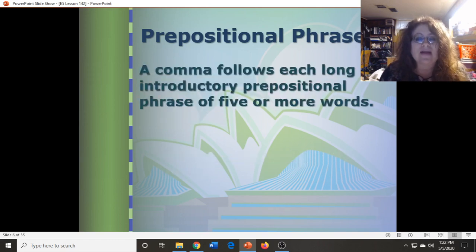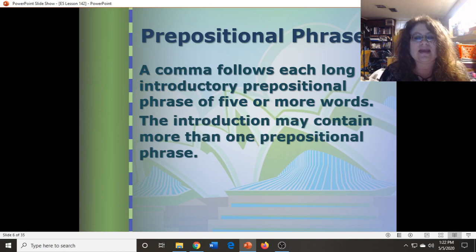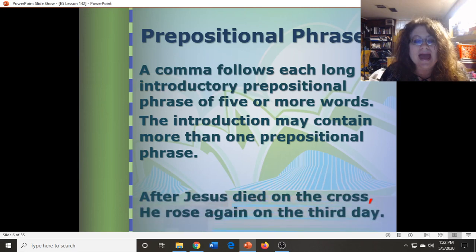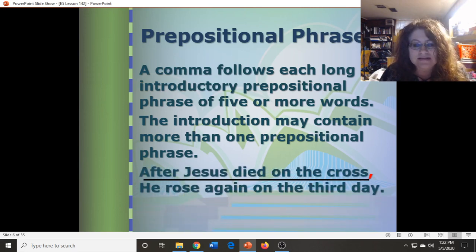A comma follows each long introductory prepositional phrase of 5 or more words. I mentioned this yesterday in the lesson. The introduction may contain more than one prepositional phrase. Example, after Jesus died on the cross, comma, he rose again on the third day. So we have two prepositional phrases put together after Jesus died on the cross. So this is an introductory phrase with a comma. So we're not going to find the subject in that phrase. The subject will be he, the verb rose.